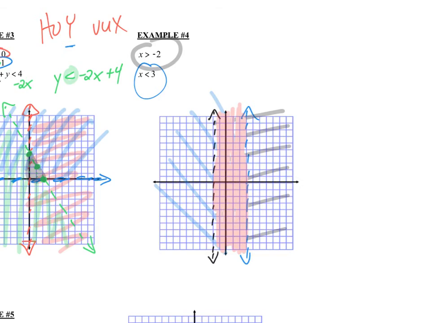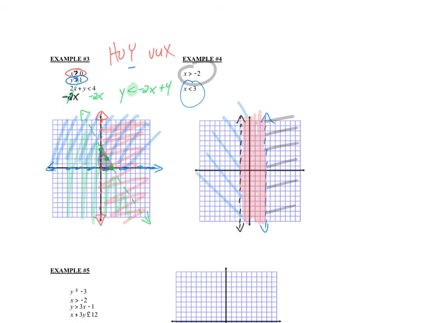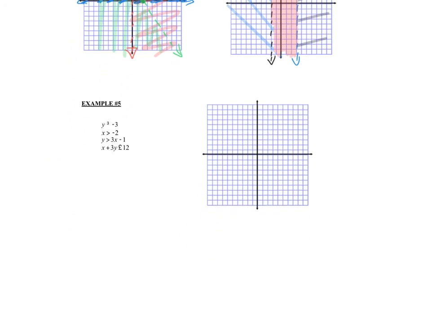Because the solution is where all of them are true. So where all of the colors overlap. Again, what I would do with the pencils, I would shade really lightly to the right of the black line, then shade to the left of the black line. Once you know where they overlap, make it nice and dark. Okay, and then we have the very last one where there's 4 different equations.